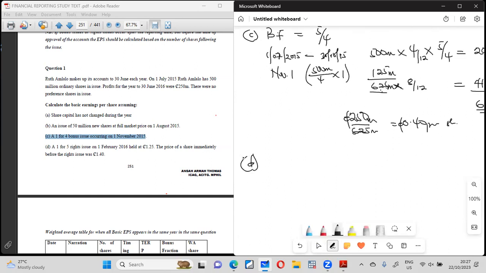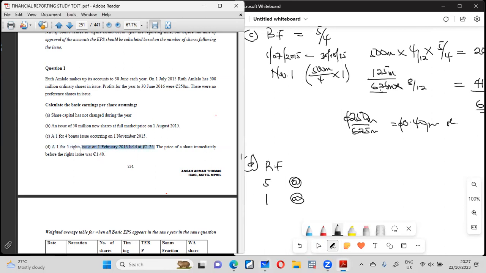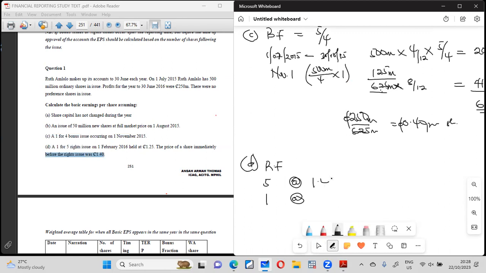The D. So it's the same approach. What will be our rights fraction? The theoretical ex-rights price, so it's 5, that is the old. Then we have 1. The price is the price of 5 and the price of 1. The price of the 1 is given here. Then the price immediately before the issue is 1.4. So the price before is 1.4, and the price here is 1.25.